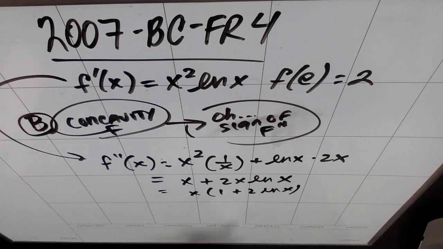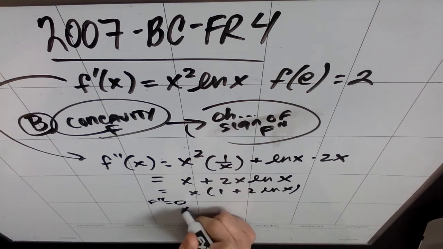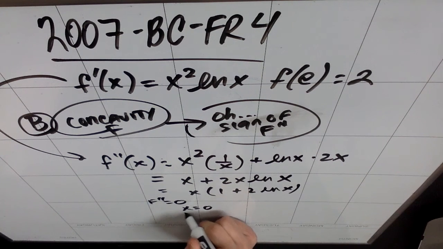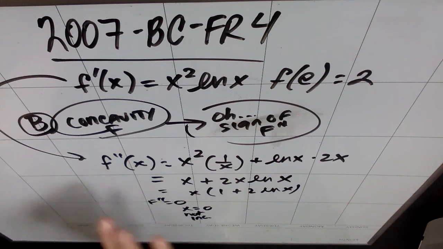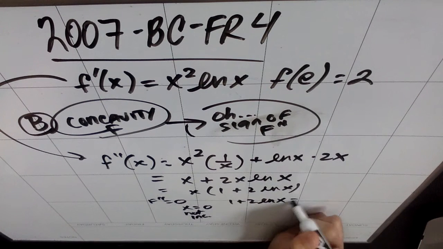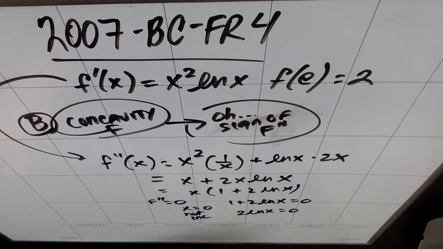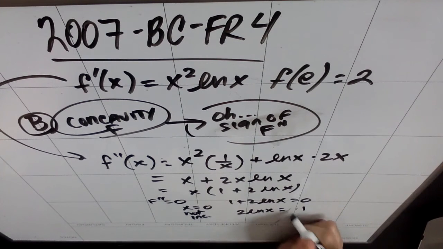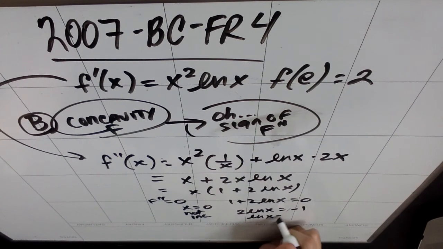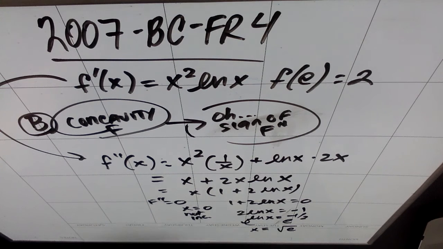So if this thing had zeros, f double prime would be 0 either when x is 0, which is not in the interval, so not included because they said for x greater than 0, or when 1 plus 2 natural log of x is 0. That would be when 2 natural log of x is negative 1. Come on, brain. So that would be when natural log of x is negative 1/2. When you exponentiate, your only zero would be at e to the negative 1/2, and that is smaller.